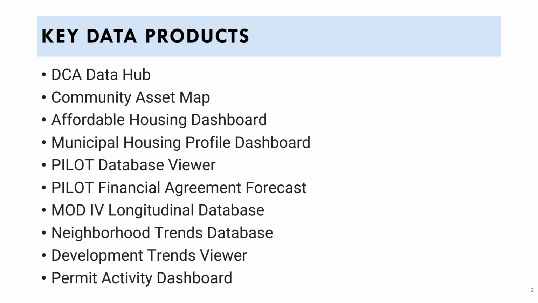of a property history for a particular parcel, the Neighborhood Trends database, which gives you census information at the block group level, the Development Trends Viewer, and the Permit Activity Dashboard, which give you a nice overview of construction activity within your community.